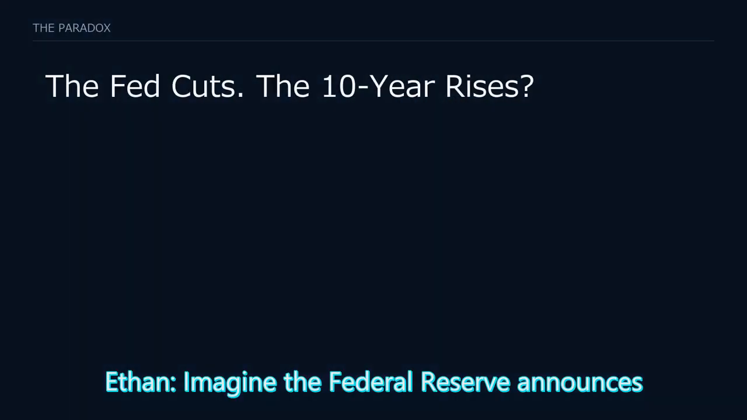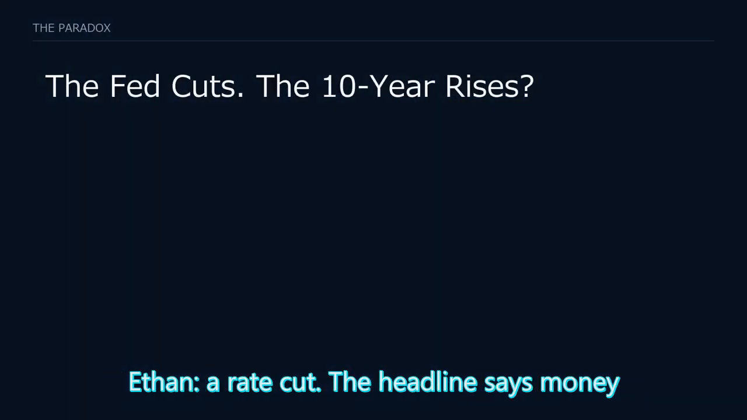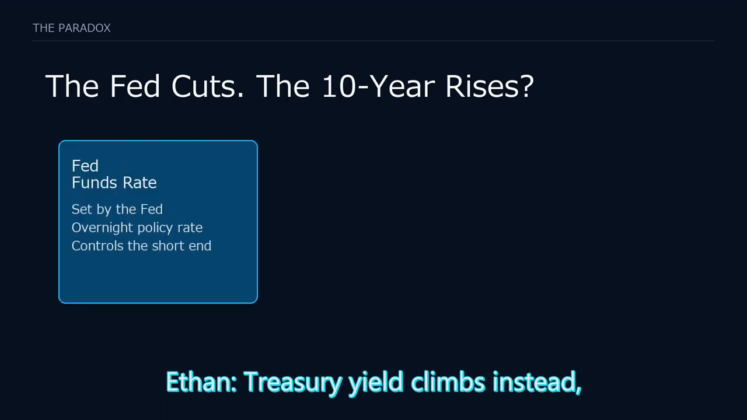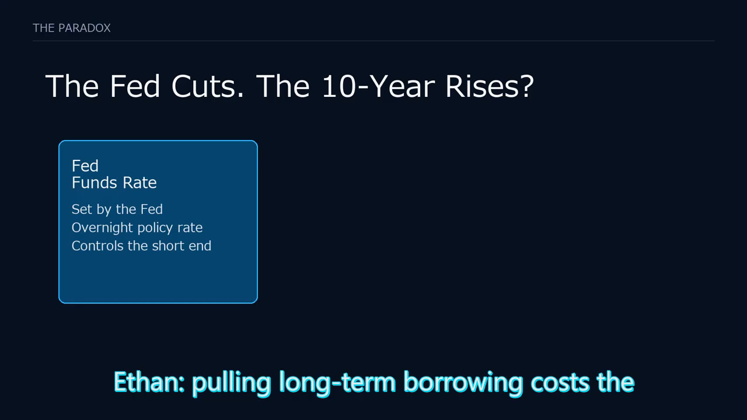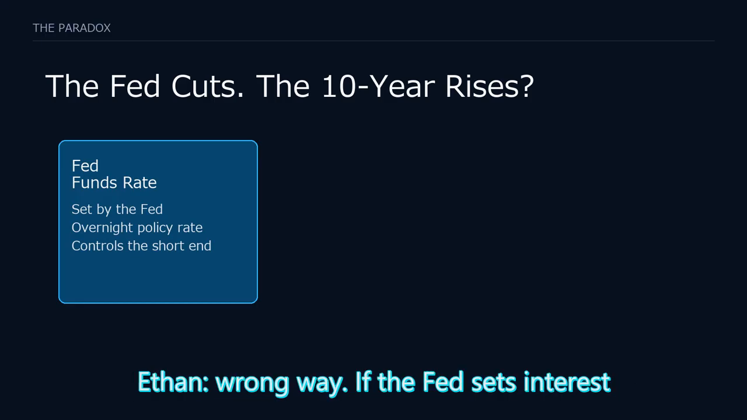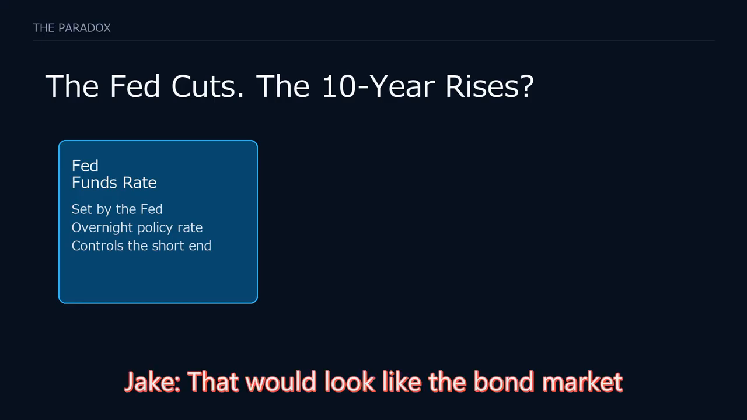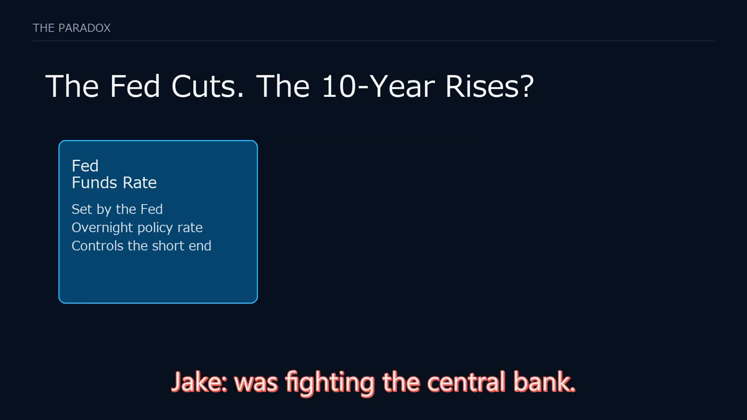Imagine the Federal Reserve announces a rate cut. The headline says money is getting cheaper. Then the 10-year Treasury yield climbs instead, pulling long-term borrowing costs the wrong way. If the Fed sets interest rates, who just overruled the Fed? That would look like the bond market was fighting the central bank.